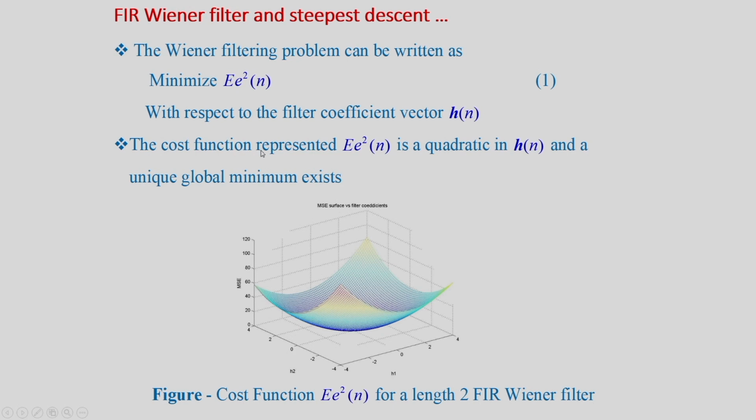The cost function represented as E of e squared n is a quadratic function in terms of h[n], and therefore a unique global minimum exists. Here we are illustrating with the help of a 2-parameter filter. So, this is h_1, h_2 and this is the MSE. If we plot MSE versus h_1, h_2, we will get a quadratic surface like this. For this surface, one optimum will exist.